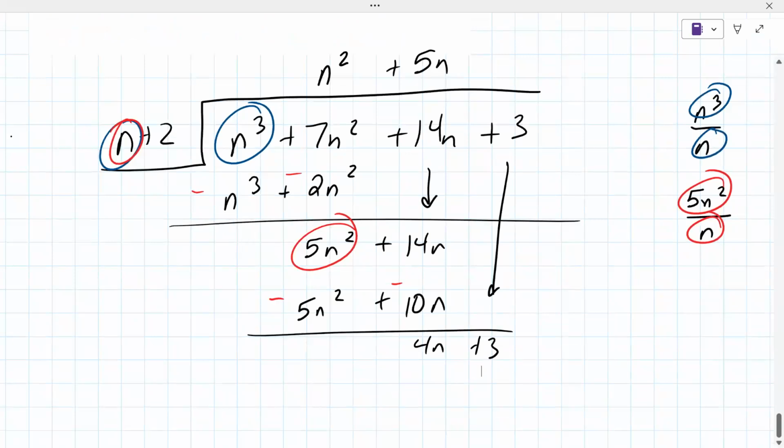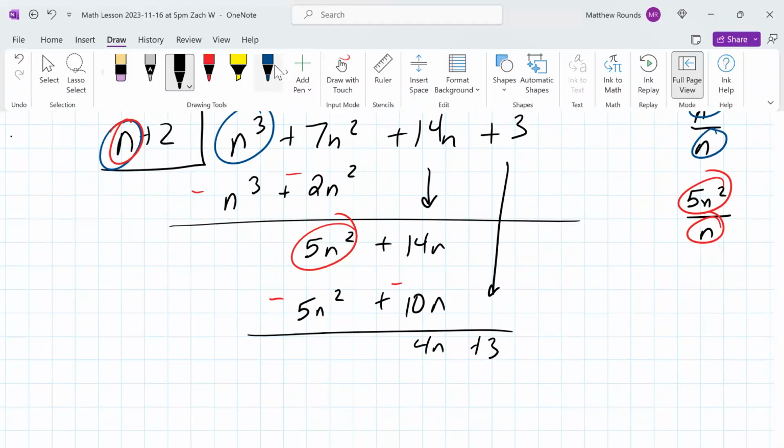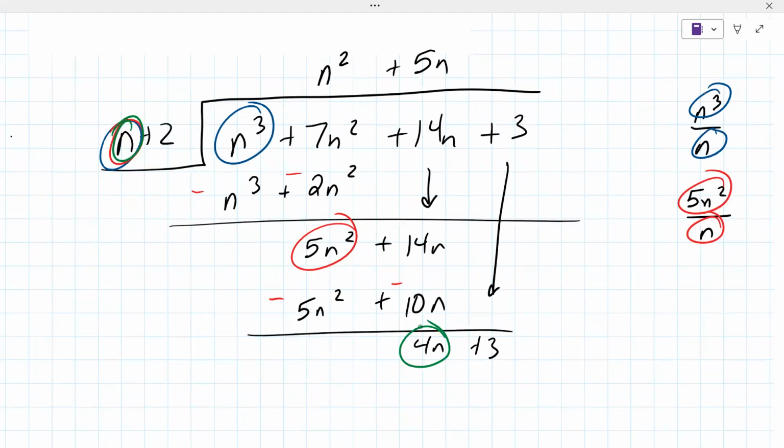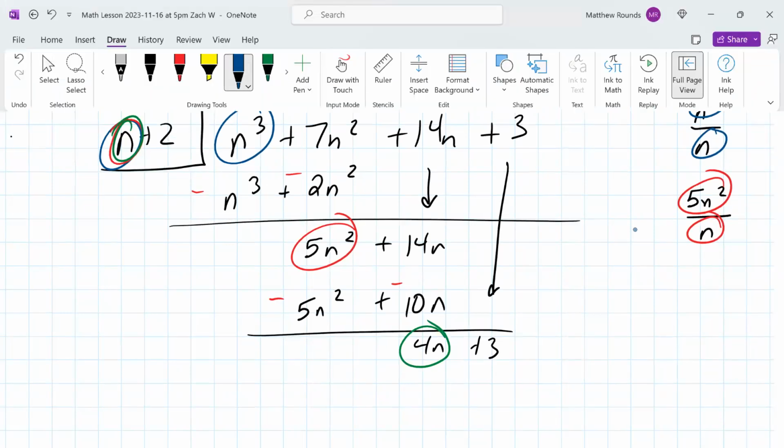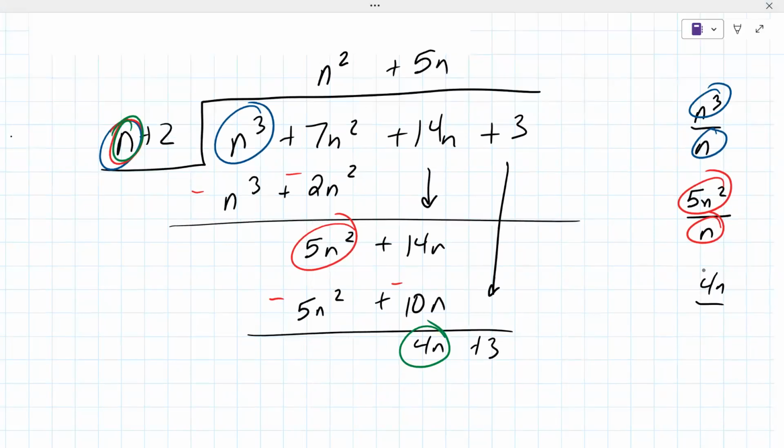So now you're trying to figure out what goes up here in the top right. You can always take the leading thing and divide it by n. If you're not sure what it is, it's 4n over n, which is 4, so plus 4. Okay, I'm gonna have to practice that one for sure.